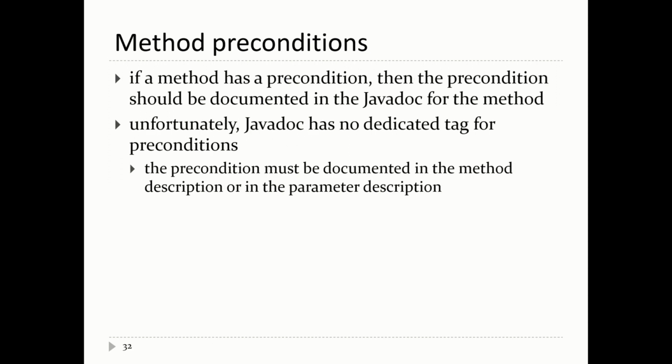So if your method has a precondition, then that precondition should be documented in your Javadoc comment. Now, Javadoc doesn't have a dedicated tag for preconditions. So how do you document it? Somewhere inside the description of the method or in the description of the parameter that involves the precondition is where you put the documentation for that.